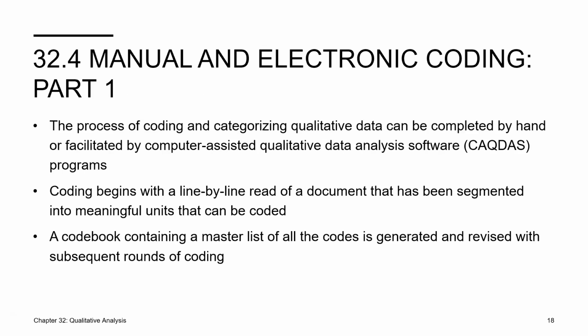And so section 32.4 goes over manual and electronic coding. The process of coding qualitative data can be very different. It can be by hand or facilitated by a computer program. It could be that you read everything line by line. It could also be that you look for certain keywords. So I've used Microsoft Excel to filter different search terms.